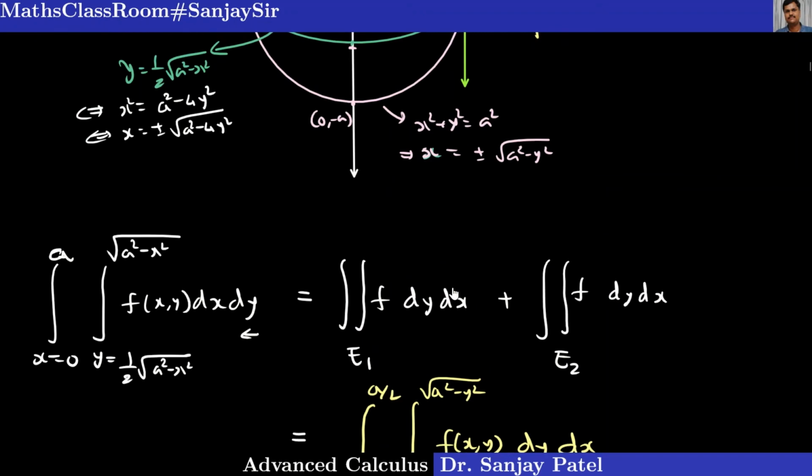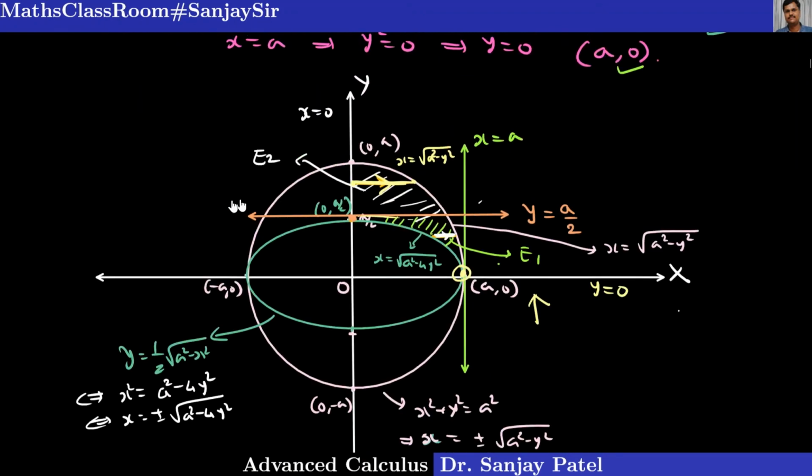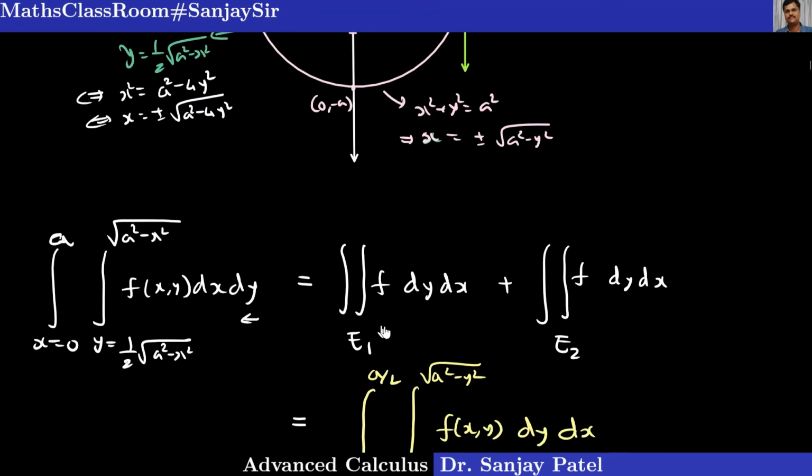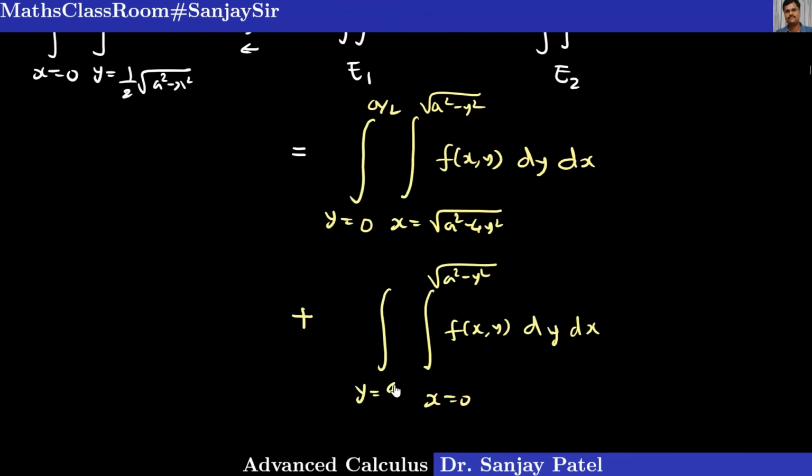And for the limits of y, we have to move in this direction. When you enter the region E2, the minimum value of y is on this line, which is a by 2. And when you exit the region, the maximum value of y is on this line, and that is given by y equal to a. So E2 is bounded between y equal to a by 2, y equal to a, the y-axis, and the circle. So I should write the constant limits of y as y equal to a by 2 to a. That's all.